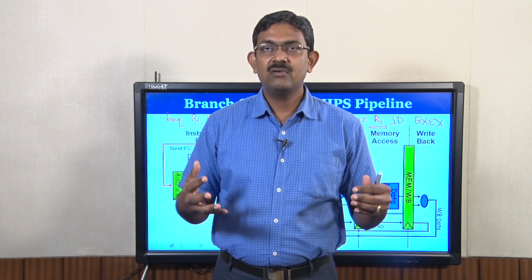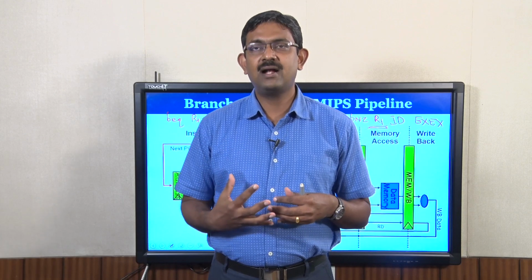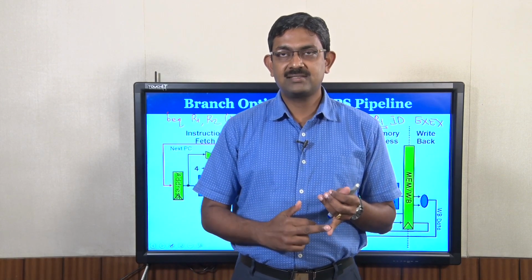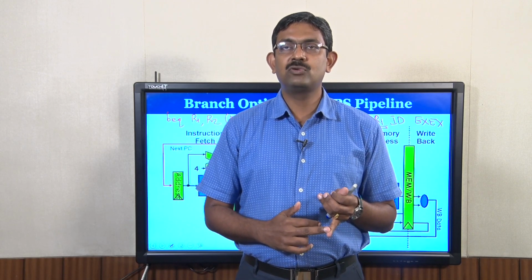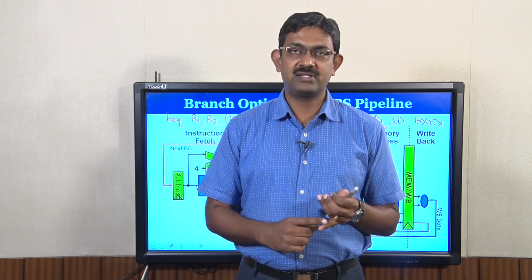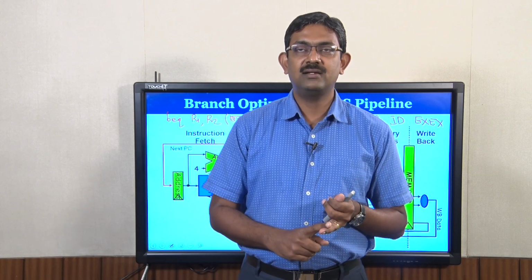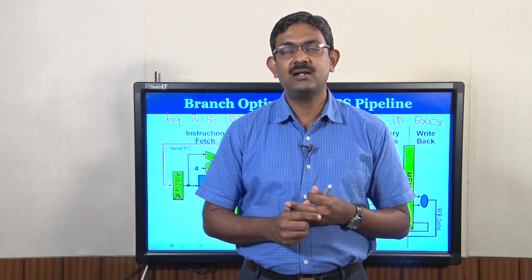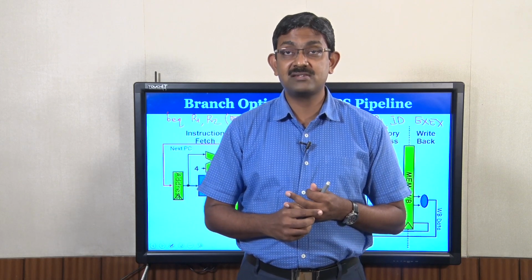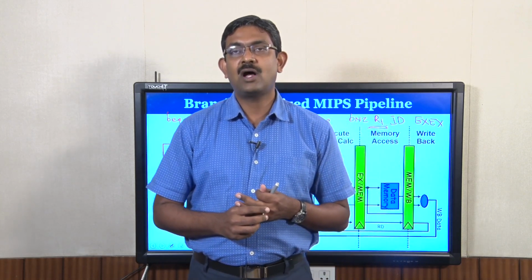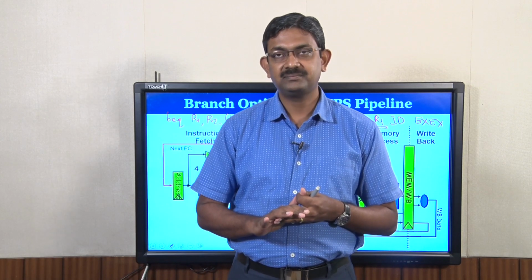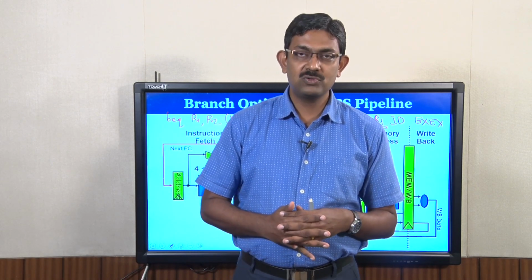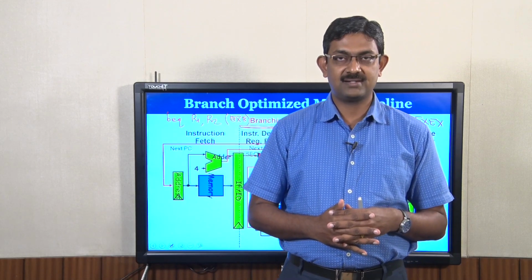So, today we have learnt what a hazard is. We have 3 categories of hazards: the structural hazard, happening due to usage of the same resource at the same time; the data hazard, happening due to dependency between instructions; and the control hazard, happening due to bringing of wrong instructions before knowing the outcome of the previous branch.